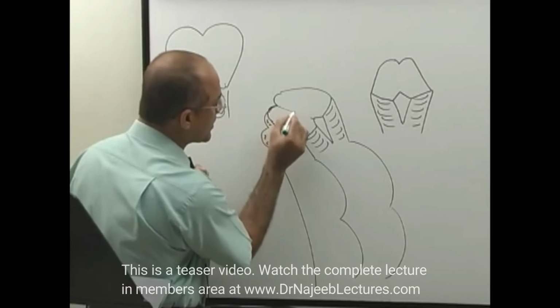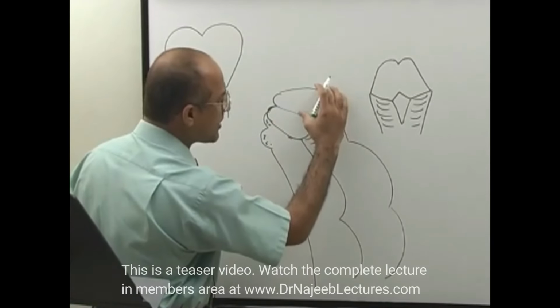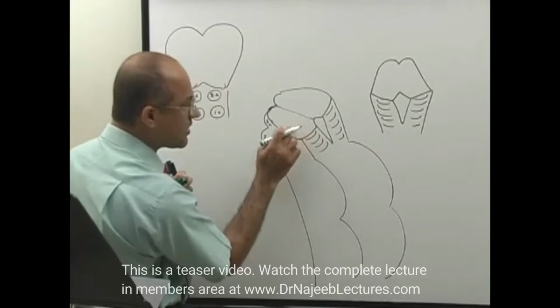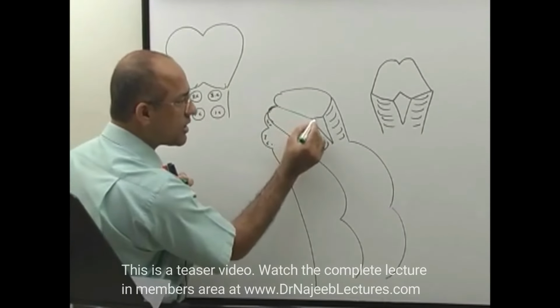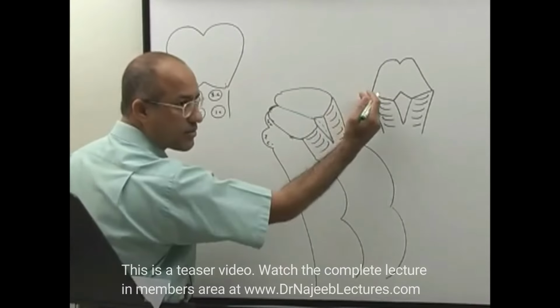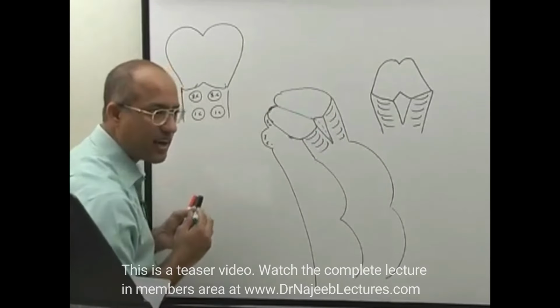If we draw a section, this is the left half of the midbrain and here is the right half of the midbrain. You are getting it if I draw it like this. This is the left half of the midbrain. This is the right half of the midbrain.